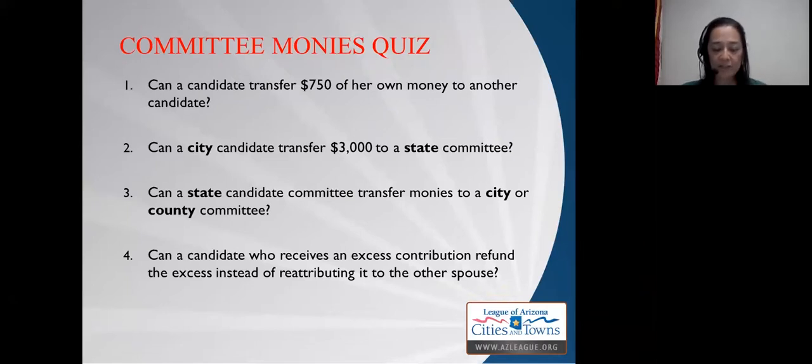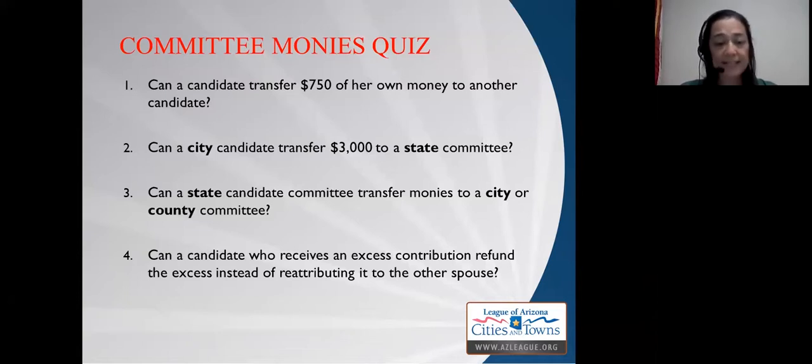So I have another quiz here, just to help us make sure that we understand everything we've covered. Can a candidate transfer $750 of their own money to another candidate? The answer is no, right? A candidate cannot transfer money to another candidate. And then, can a city candidate transfer $3,000 to a state committee? Again, the answer here is no, not directly. They'd have to take their money, transfer it to a county committee for 2 years, and then they can move that money to a state committee.